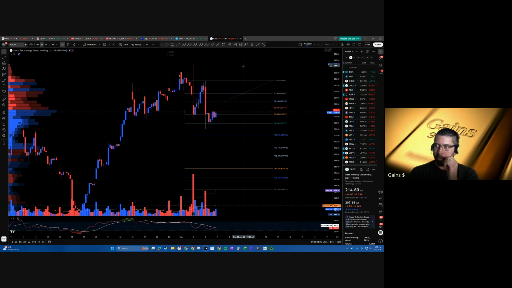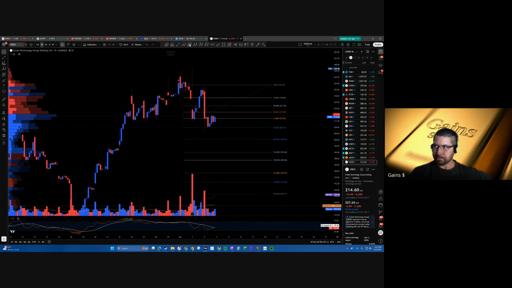My normal plan of attack here is always looking at the volume profile. Yeah, you've got kind of a rounded top here, which suggests weakness. It could also double as cup and handle.